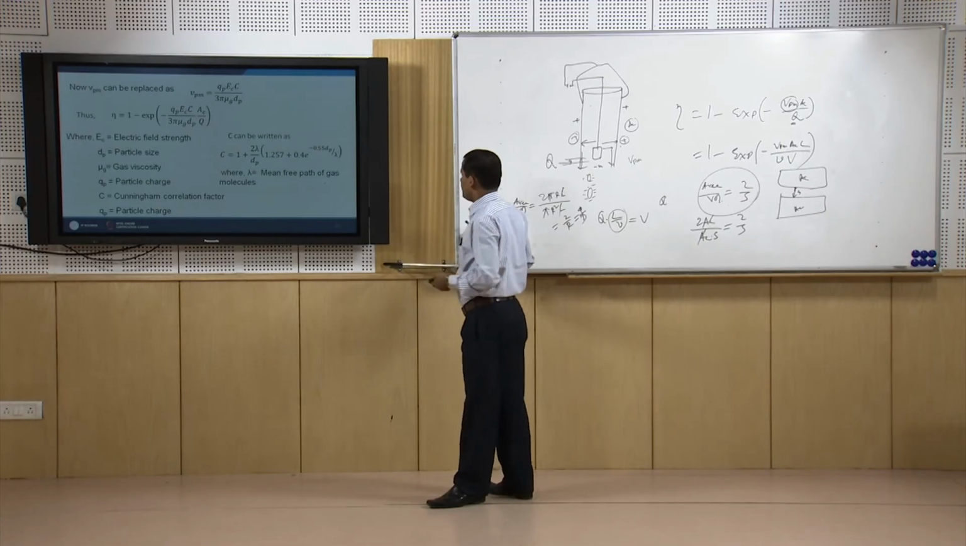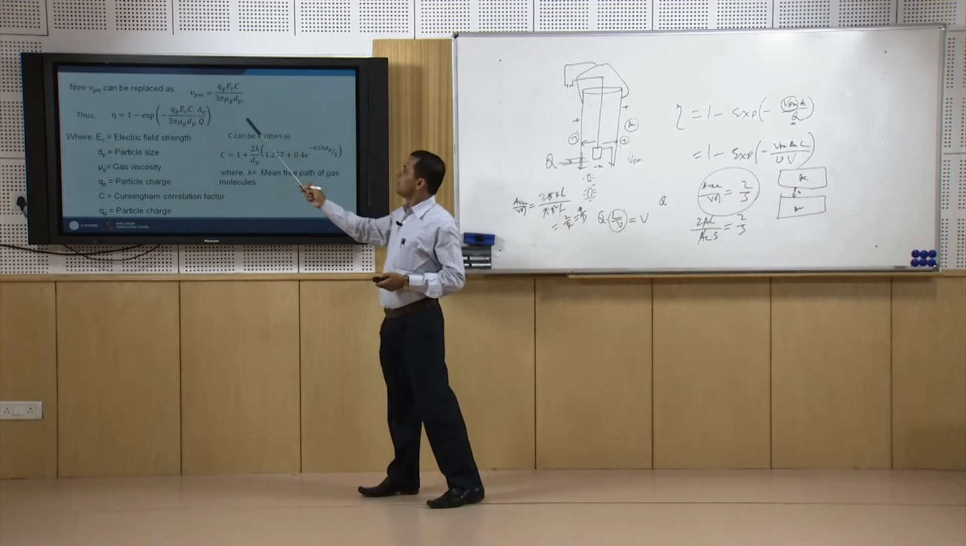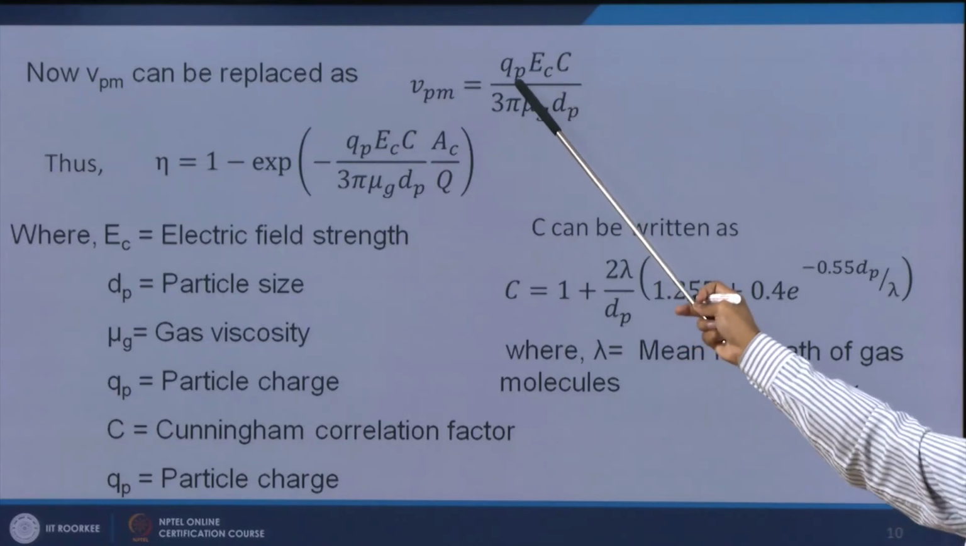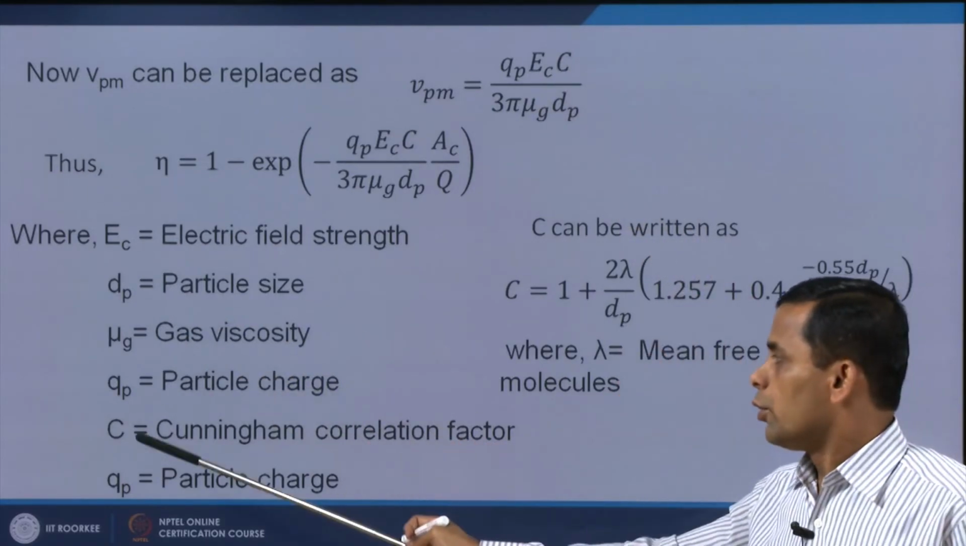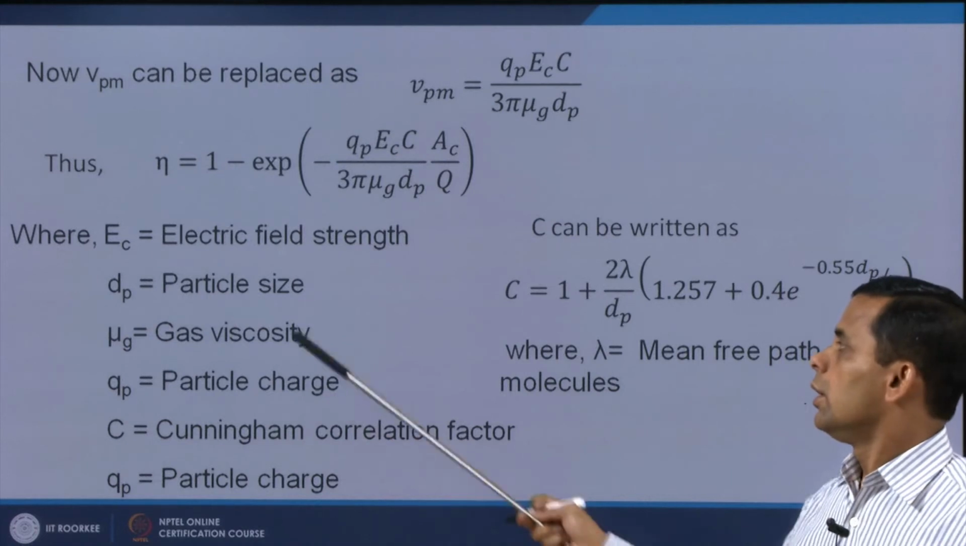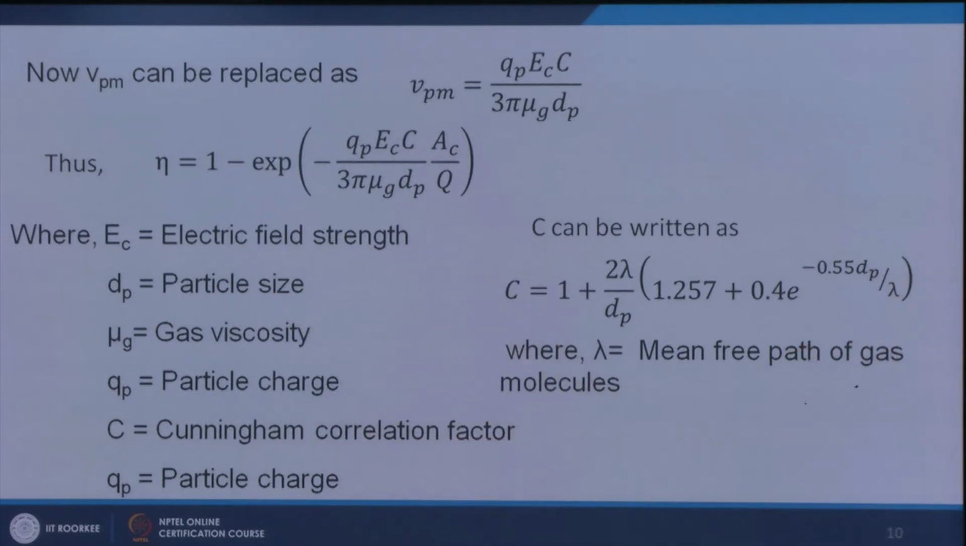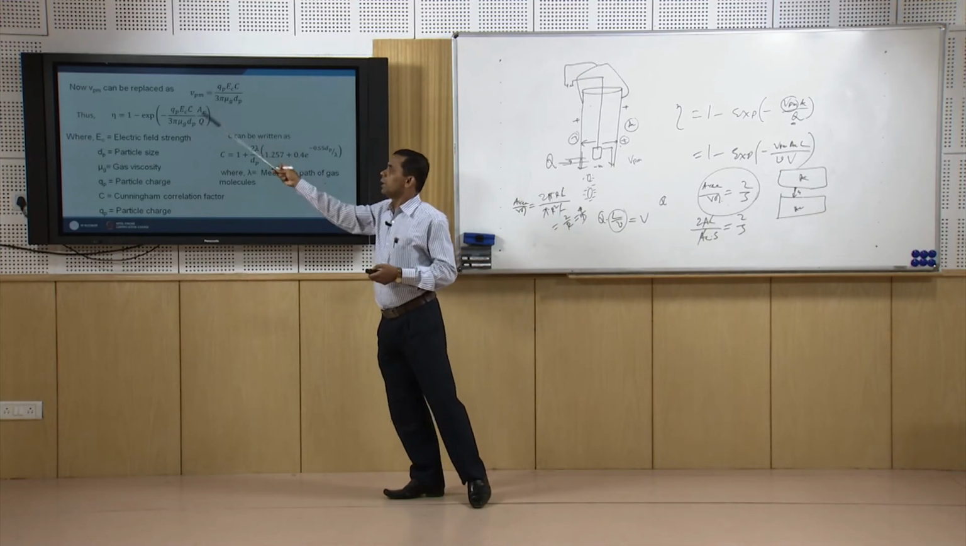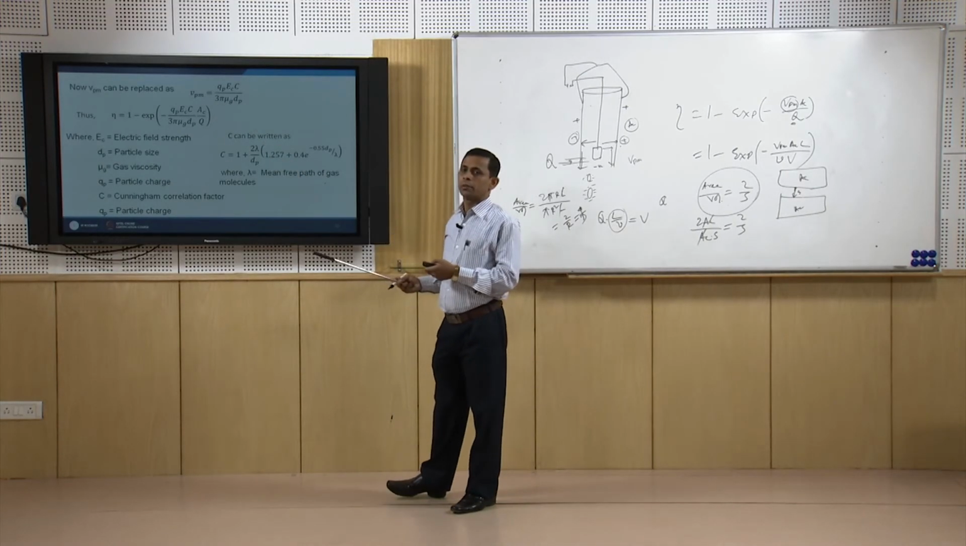And Vpm is in turn dependent on EC, QP and C. QP is the particle charge, EC is the electric field strength, and C is the Cunningham correction factor, which depends on the mean free path of the gas molecules. If we know these things, we can calculate Vpm, and Vpm can be used to calculate the efficiency.